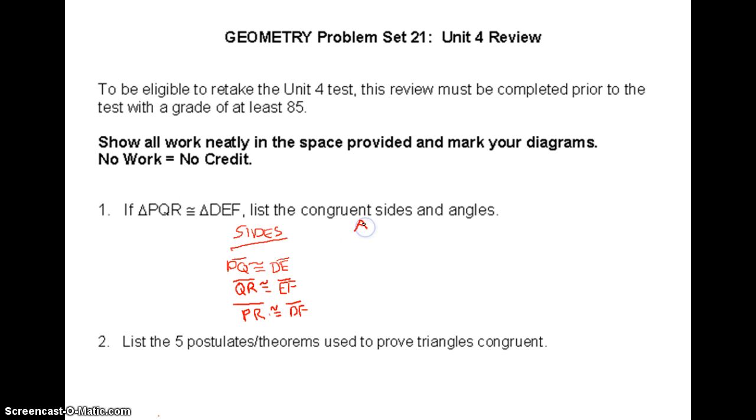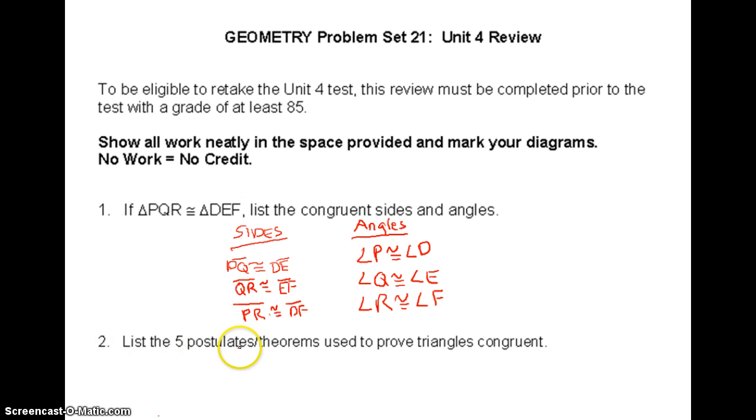Now, congruent angles. First letter here is P. It's going to be congruent to D. So, angle P congruent to angle D. Middle one, Q and E. So, angle Q is congruent to angle E. And angle R, last one, is congruent to angle F. All there is to it. Again, these are in order, so corresponding positions are going to be congruent.